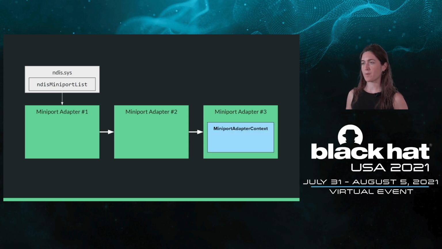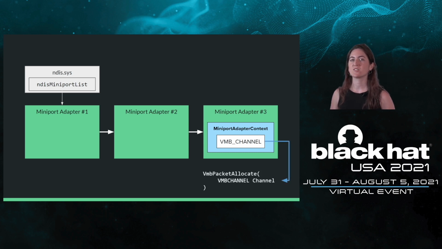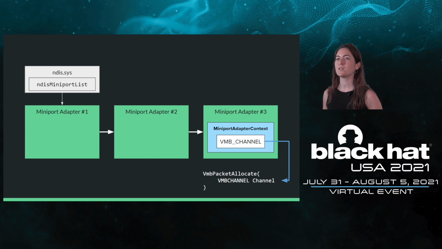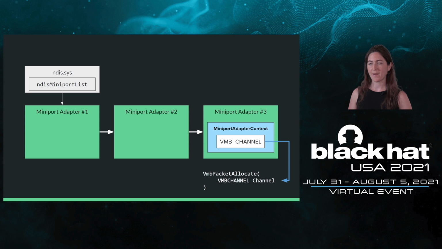And then, as you can probably guess, we took the context from the adapter and obtained the VMBus channel from offset 18 in this context. Now, the nice thing is once you have a VMBus channel at hand, you can simply use it with known documented APIs, allocate a packet, and send it over to the other side, to vmswitch in our case.